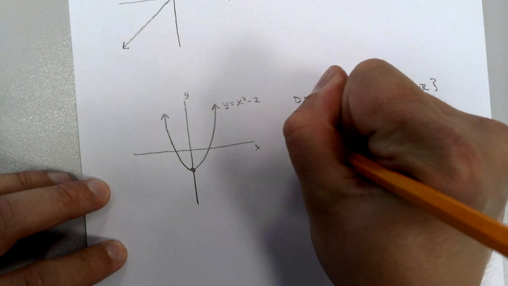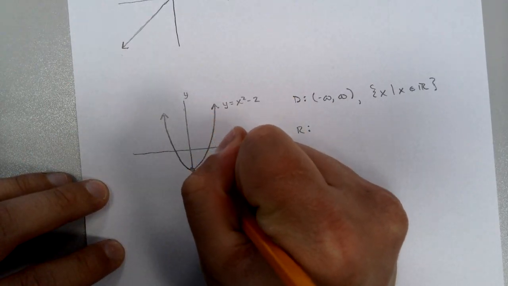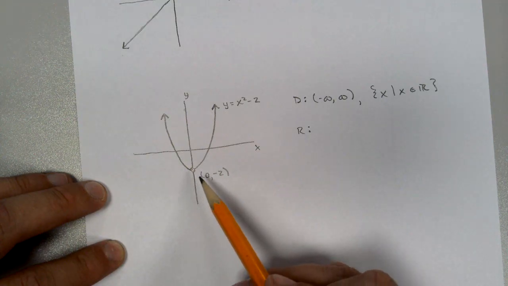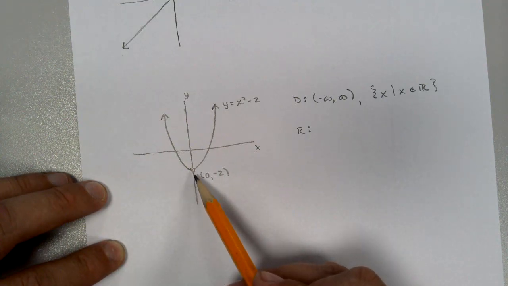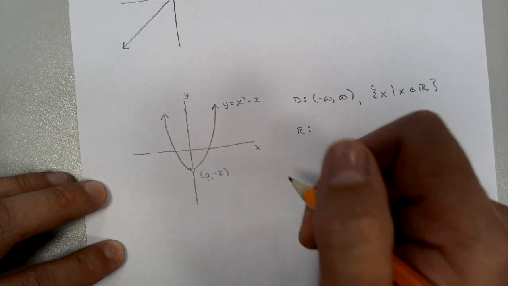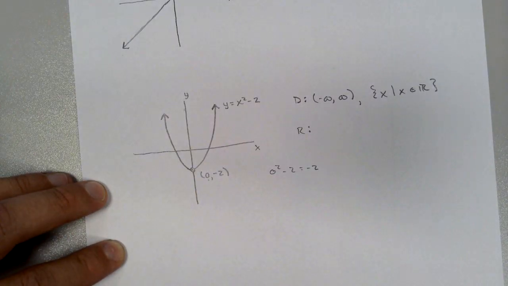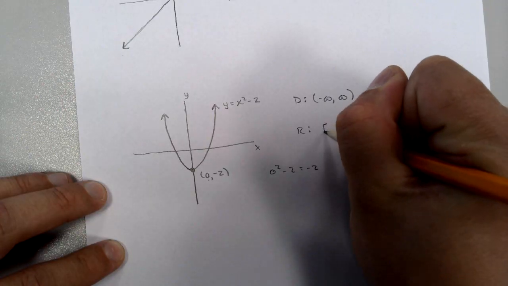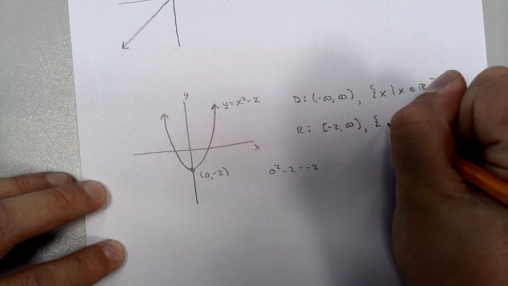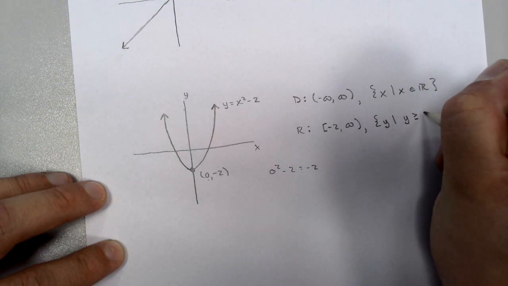And the range. So here we can see that the lowest point or the lowest value of this function is the point (0, negative 2). There's no graph that is drawn below this point. And when we evaluate this function at 0, we get negative 2. So 0 squared minus 2 equals negative 2. So we can include this point in the graph. So our range is from negative 2 to infinity. And in set builder notation, we can write the range as the values of y such that y is greater than or equal to negative 2.